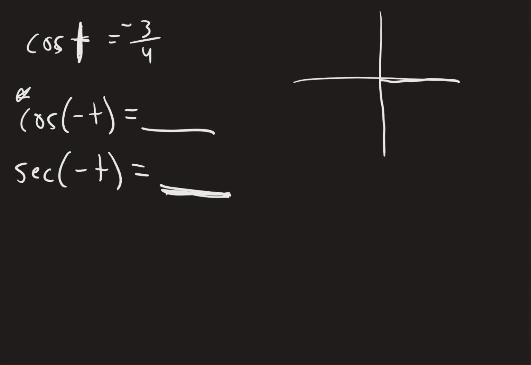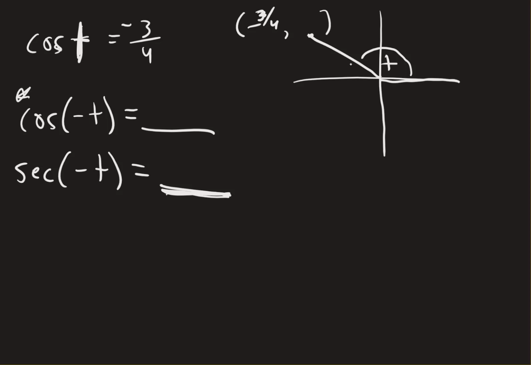So I'm going to sketch t to maybe look like this. That definitely has a negative x, and so a negative cosine. We'll just pretend like this is the unit circle here. So that is our x value.